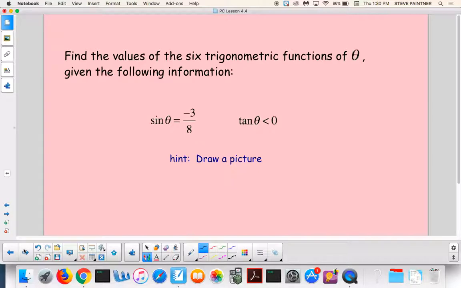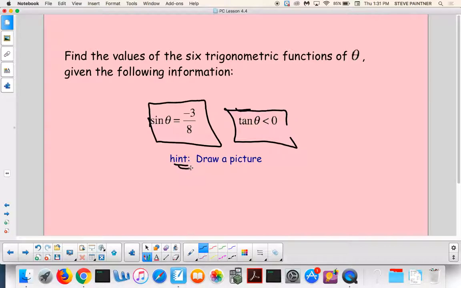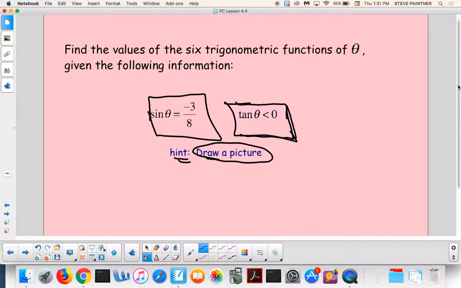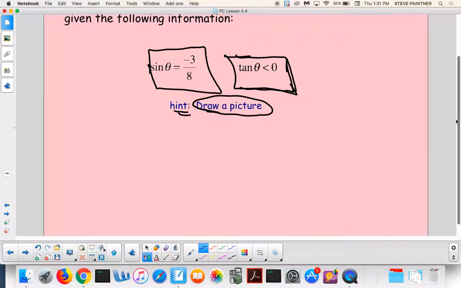Do this again. Find the values of the 6 trig functions of theta given the following information. Read the information. That, and a hint. Draw yourself a what? Picture. The question becomes, which quadrant are you in?